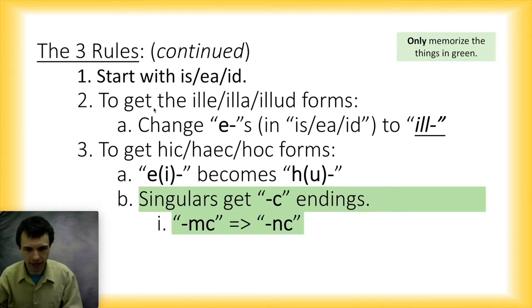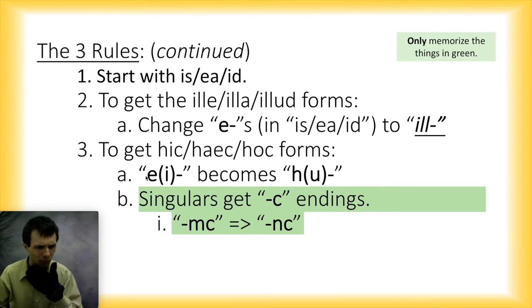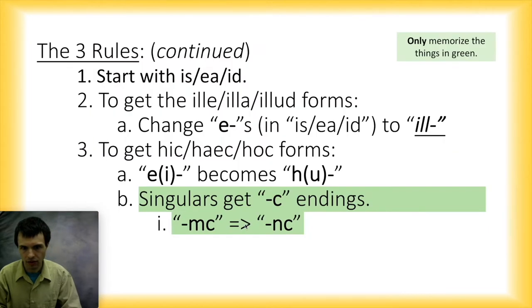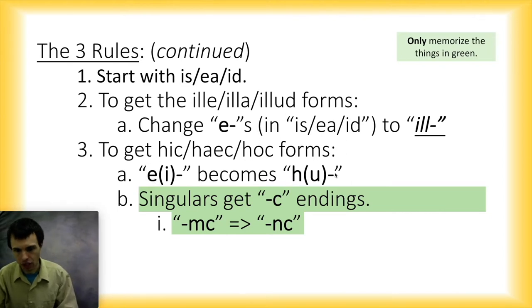So to get hic, haec, hoc, E and in some cases I. Now, wait a second. What is EI? Well, remember, that's a result of your naughty nine endings here. EI. Okay? So wherever you have EI like that, basically in the naughty nine exception area, it's going to become HU. Everywhere else, E is just going to be H. So E will become H, and EI will become HU. Oh, that's kind of nice and easy.